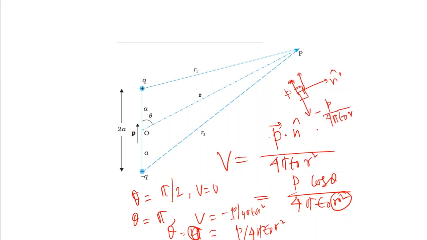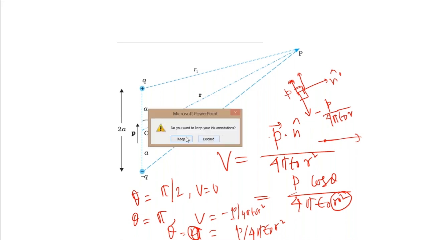As I said, there will always be some reference point. The position where the potential or potential energy is 0 is called the reference point. What is the reference point here? Pi by 2. It is written in your book, you can read it carefully and then it will be very clear to you.